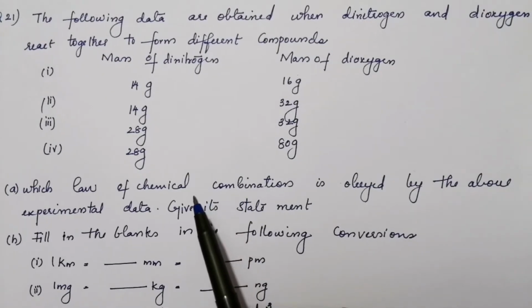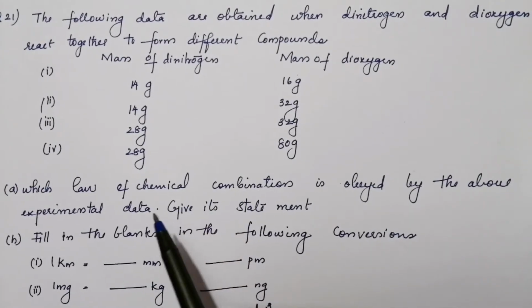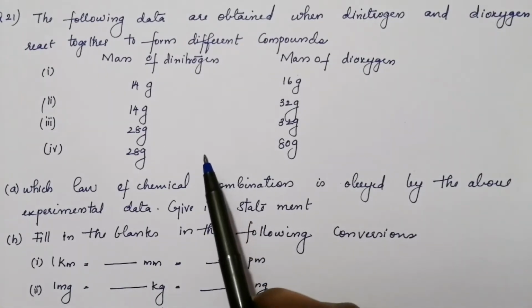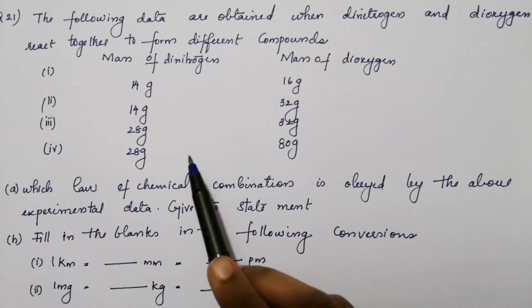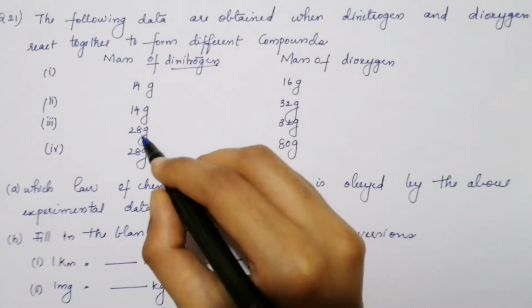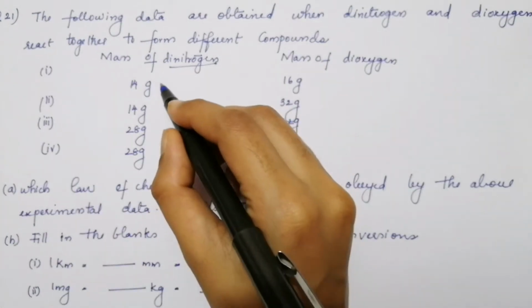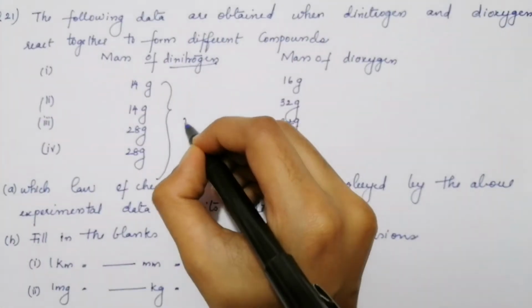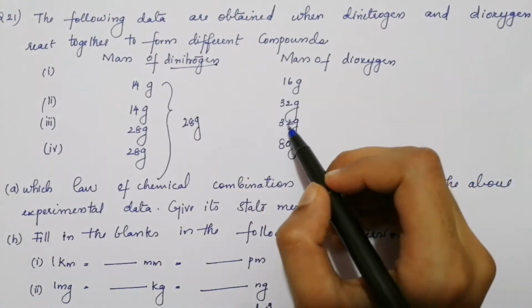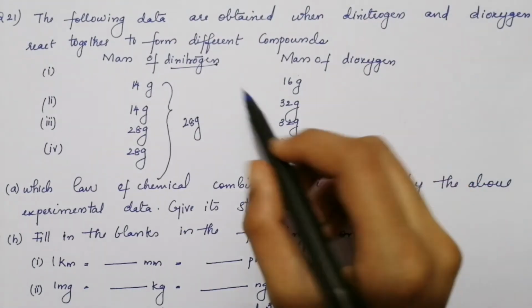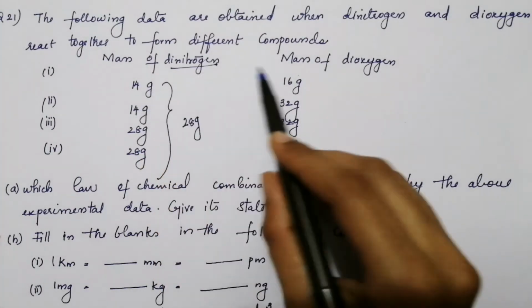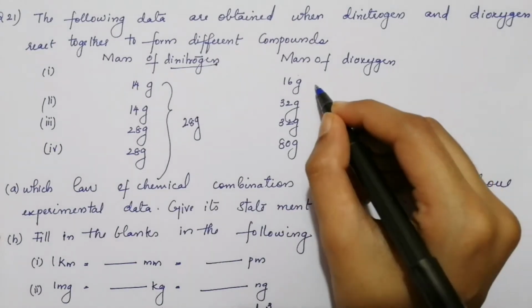In the first part of this question, we are asked to find out the law of chemical combination that is obeyed in this experimental data. To identify that, let us first keep the mass of this dinitrogen to be a constant. Say let us take it as 28 gram. So we are going to fix this mass of dinitrogen to be 28 gram. And we are going to see what the mass of dioxygen will be. So in the first case, here the mass of dinitrogen is increased by twice. So the mass of dioxygen should also be increased by twice.